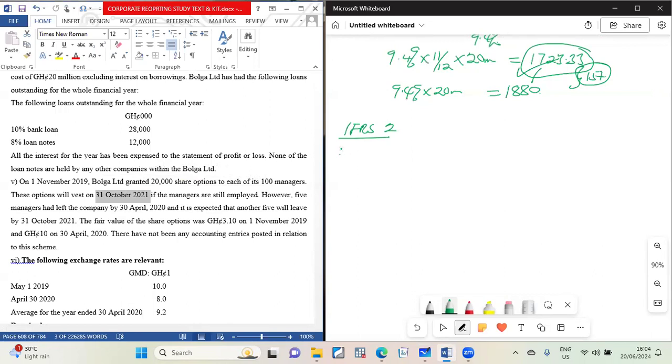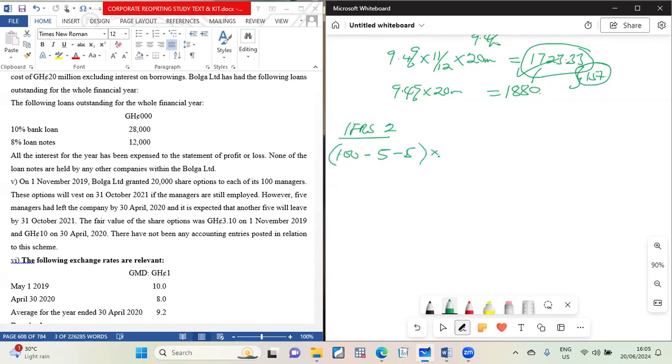So we have 100 people. All right. This is the year we are concerned with. And they told us that, however, 5 have left by 20. So we know that 5 have left as at the time we are doing this. And they told us that it is expected that 5 will leave again. So you remember what we do. All right, so this is what will happen.